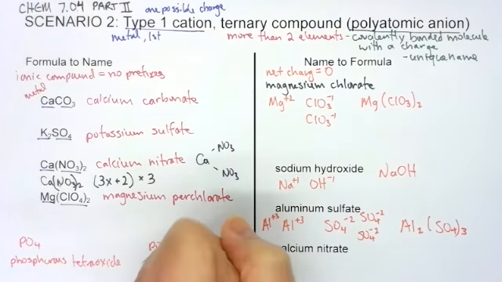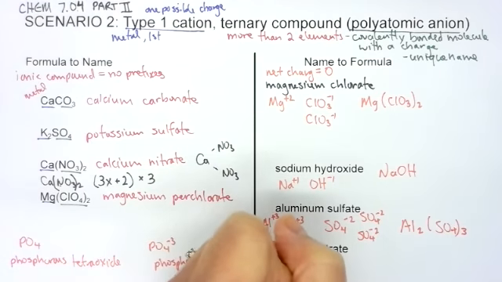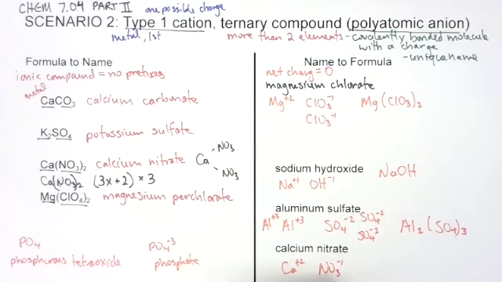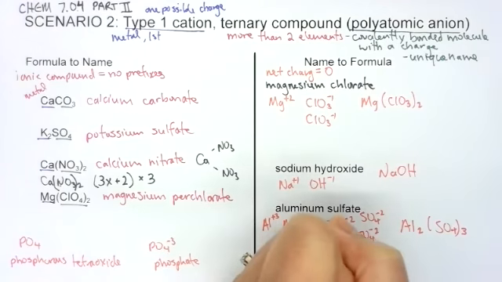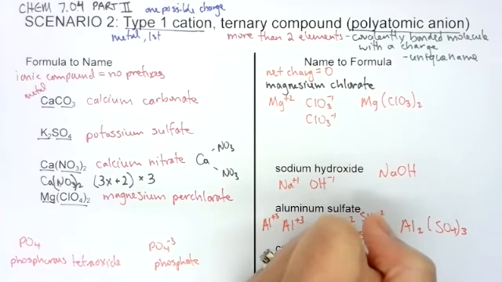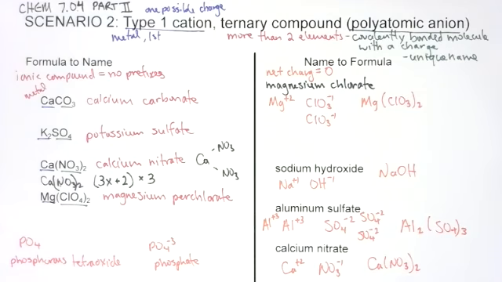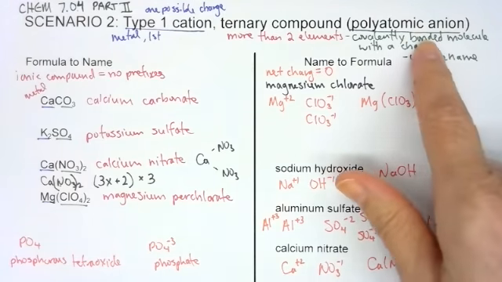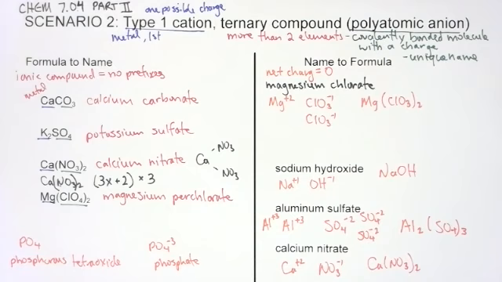All right, finally, calcium nitrate. Calcium's +2, nitrate is -1. I'm going to need 2 of these to balance out my +2 here. My formula is going to be CaNO3, 2. Right, so that is type 1 cations with polyatomic anions making quaternary compounds.